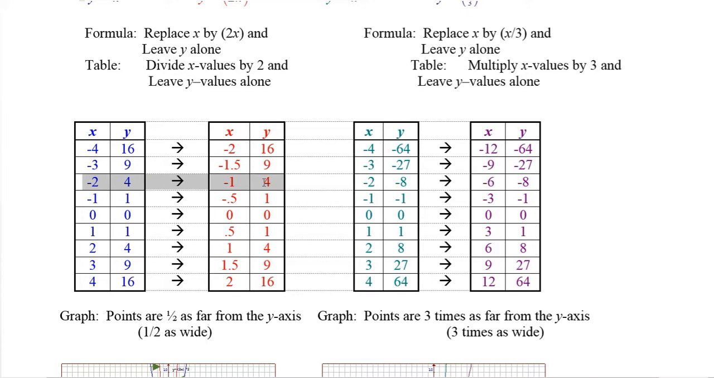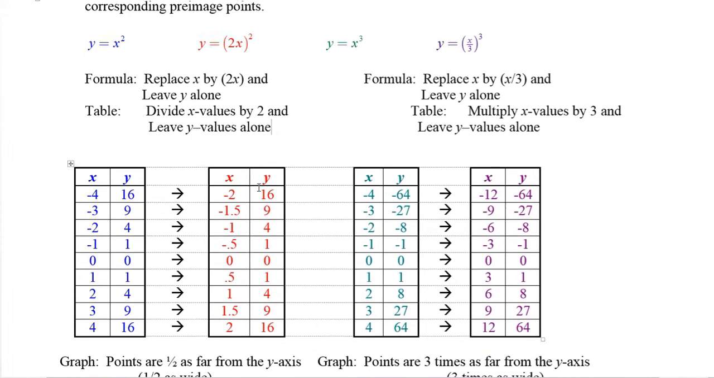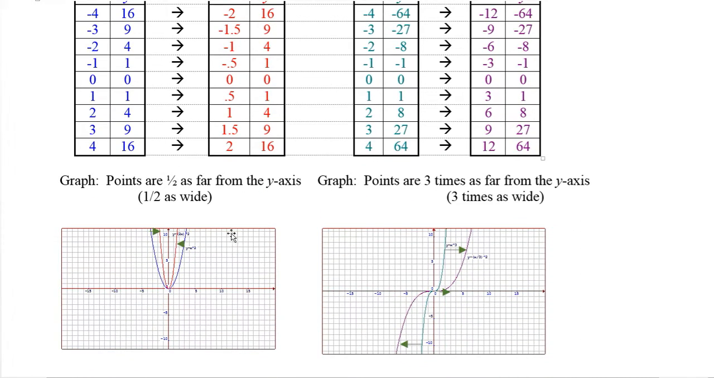And what I do to find the image x is divide the pre-image x by 2. So negative 2 divided by 2 is negative 1. Of course, this has got to work in the formula. 2 times negative 1 is negative 2, and then square it, you get 4. So what do we do in the table? Divide the x values by 2, leave the y values alone, and we'll get image and pre-image points to line up. What does this do to the graph?